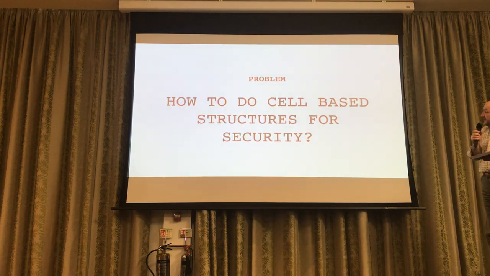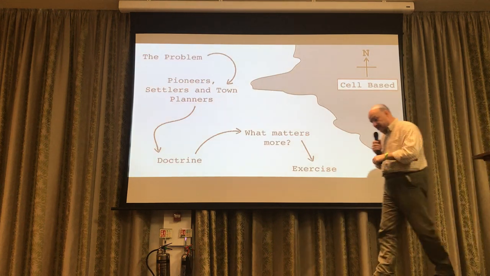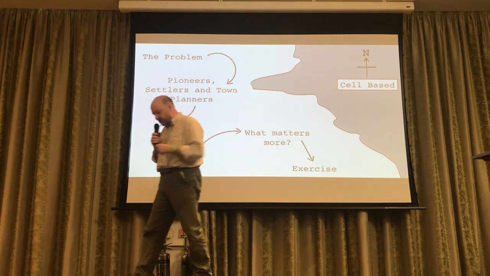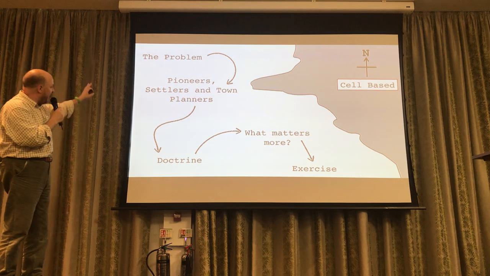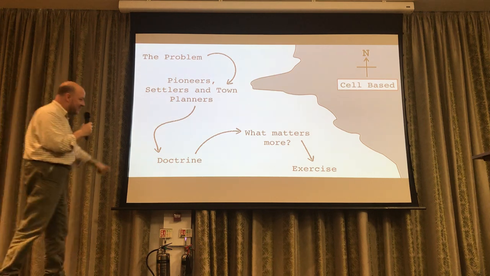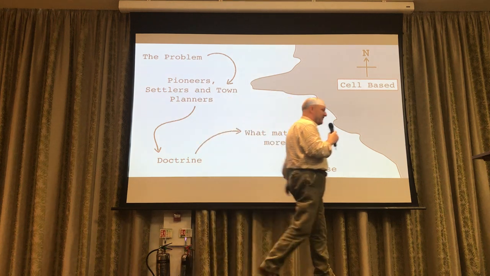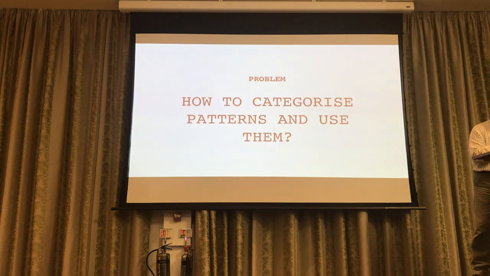Then we're going to talk about how to do cell-based structures for security. So I'm going to talk about the problem with cell-based structures. We'll go into the fact that there's no such thing as one-size-fits-all culture in an organization. We'll talk about pioneer settlers and town planners. The importance of doctrine, again, a bit more detail on that. And which parts of doctrine matter more. And then I've got an exercise for you to do, because I'm cruel.